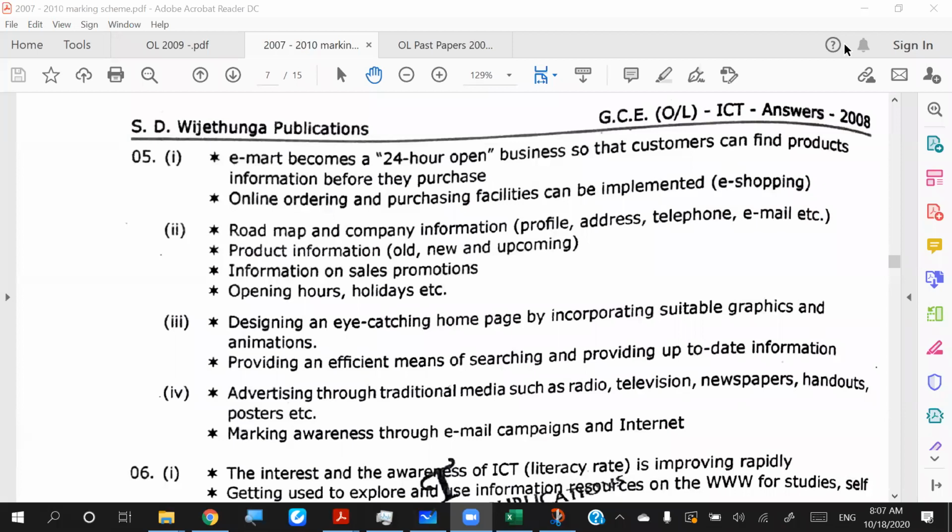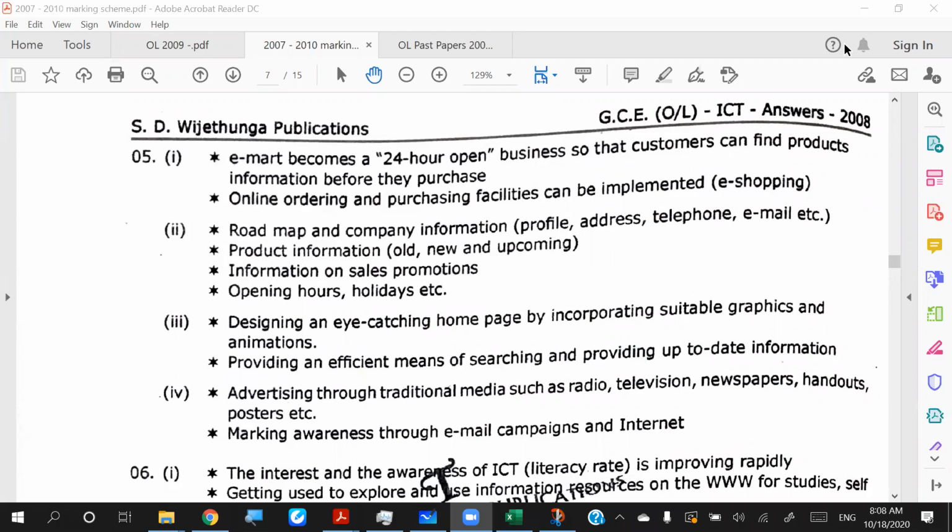Okay, then the last part, step 2: methods to increase the awareness of the website among the public. There are many things that you can do. You can advertise in the traditional way, or you can advertise on other websites. You can advertise through search engines and social media. You can send SMSs, and you can do email marketing, like sending emails regarding the website.